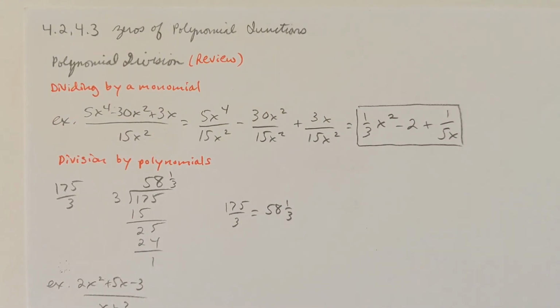Okay, sections 4.2 and 4.3 I'm going to combine together kind of as one. We're going to talk about zeros of polynomial functions. The first thing that we need to talk about is polynomial division. This will be a review, hopefully.